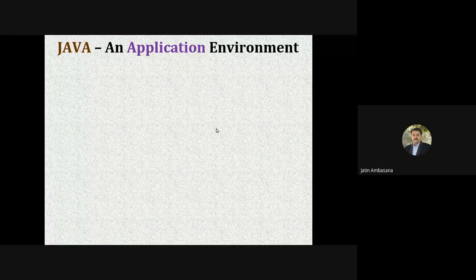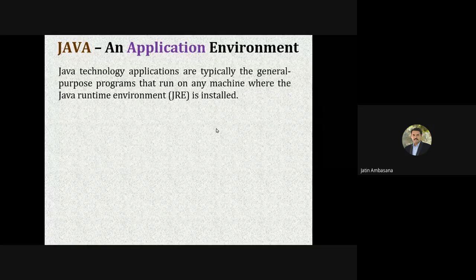Then Java is an application environment also. It allows Java application programs to run on any machine where JRE is installed. Basically, the Java Runtime Environment should be installed. This JRE is the environment where your Java programs or Java applications will run.